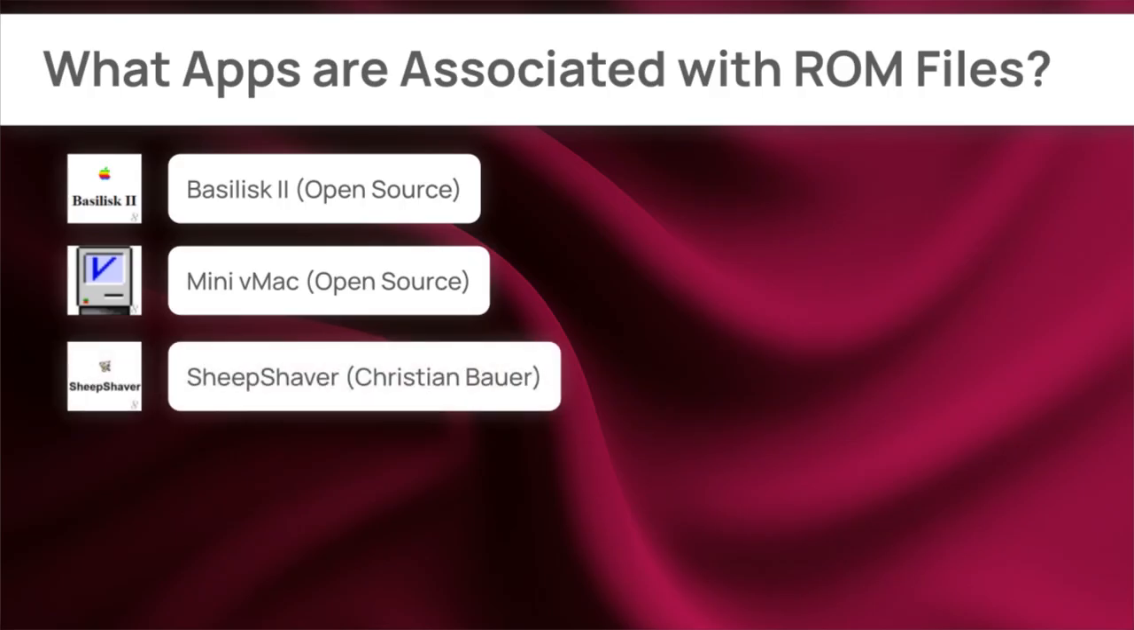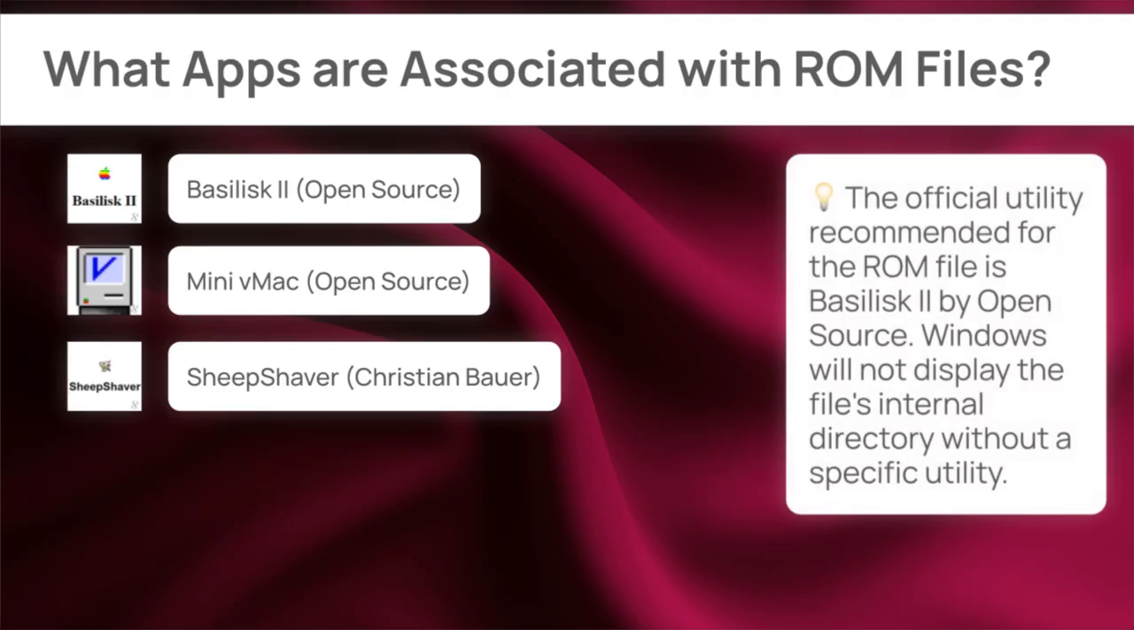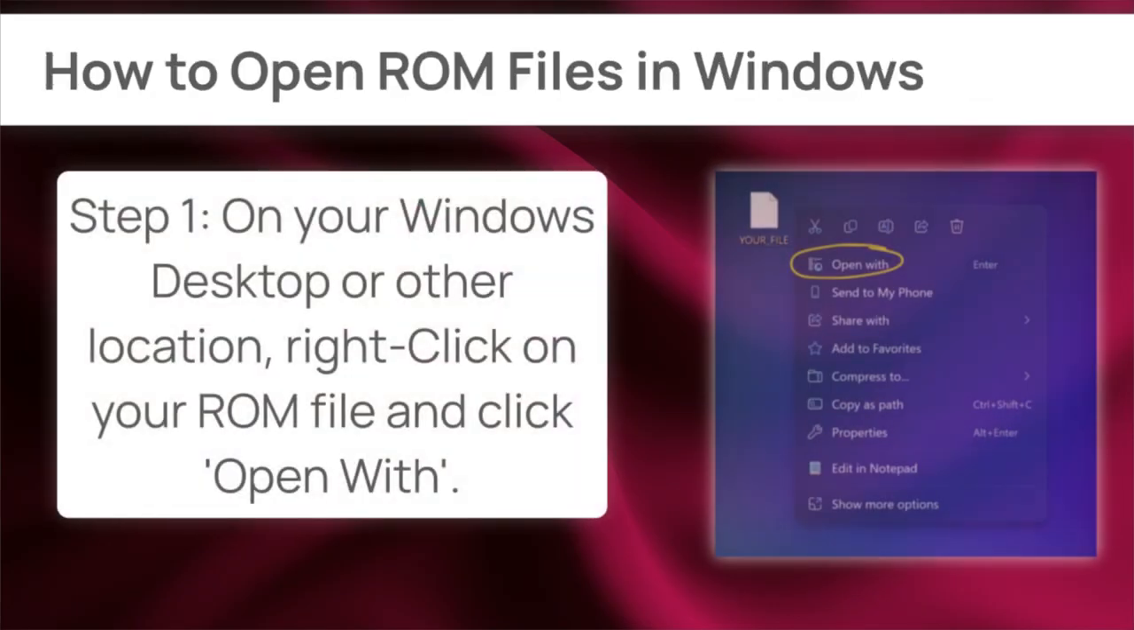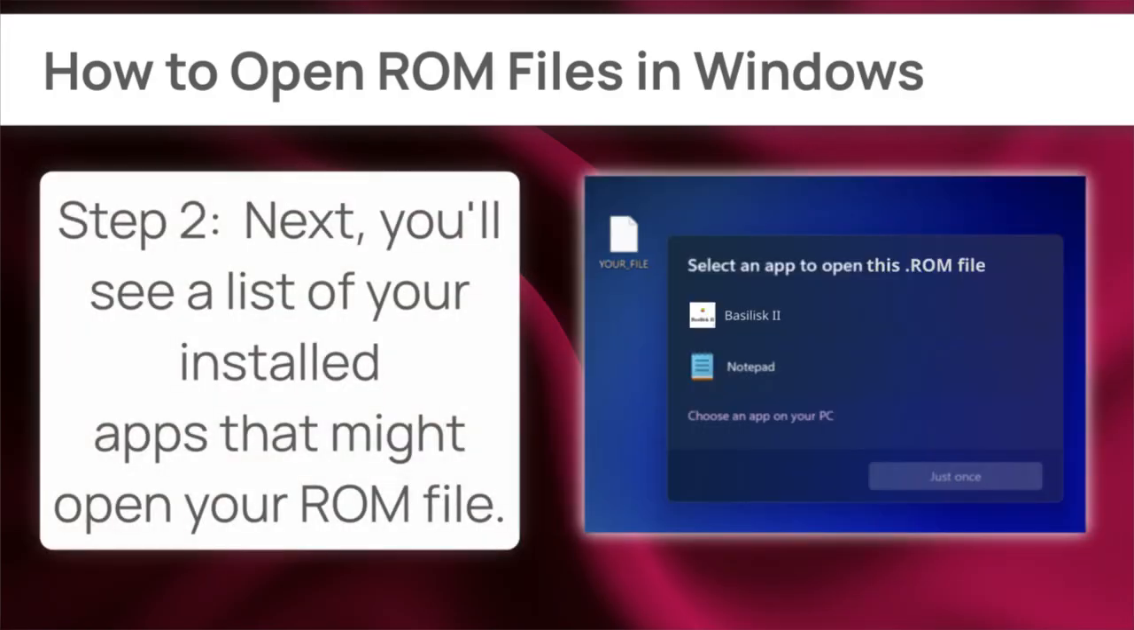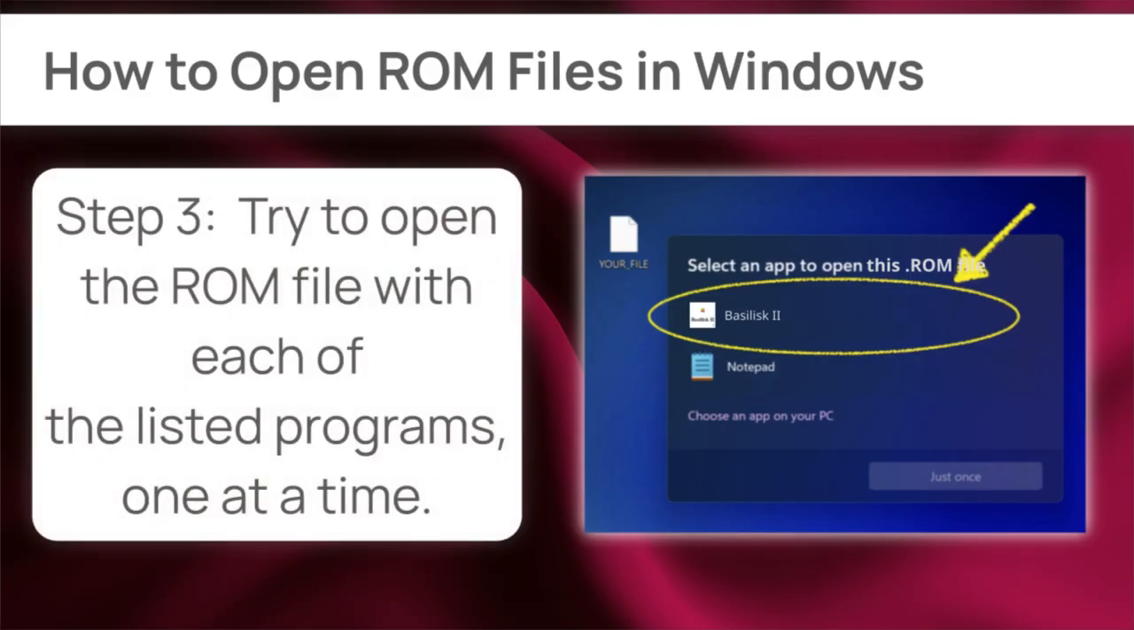Full file extraction and decompression must be managed by a third-party utility. Windows does not support firmware-level viewing, so operations must be done in matching device software. Open the context menu by right-clicking the ROM file and selecting Open With. Start your test with Basilisk II if it shows up. If not, don't hesitate to try several other programs on your list.